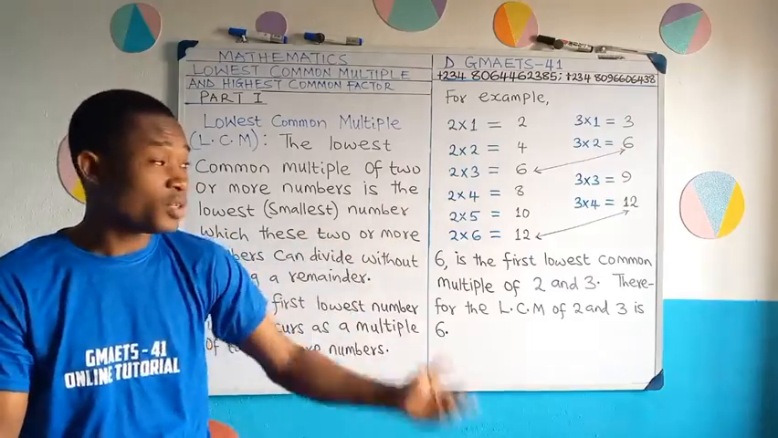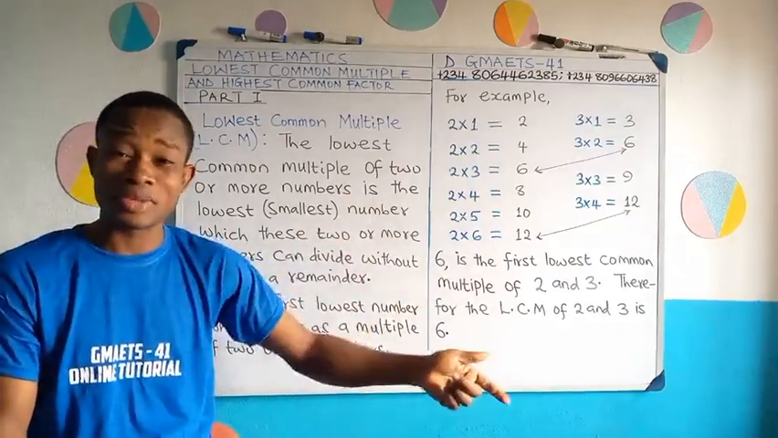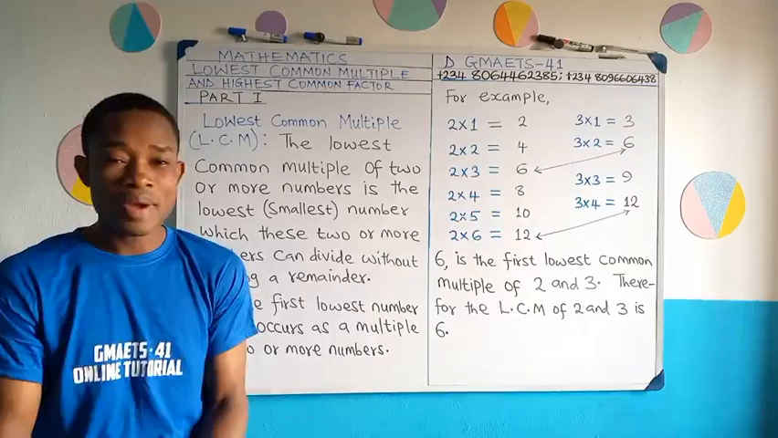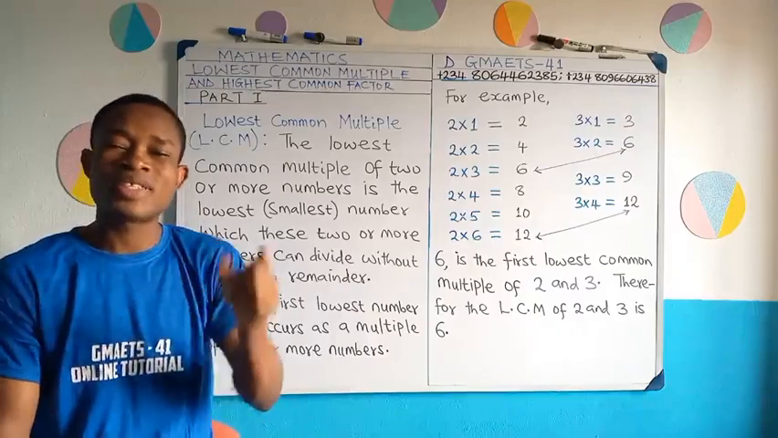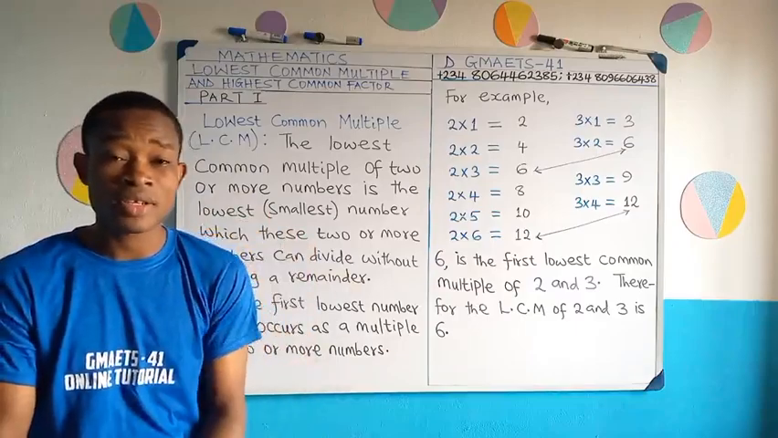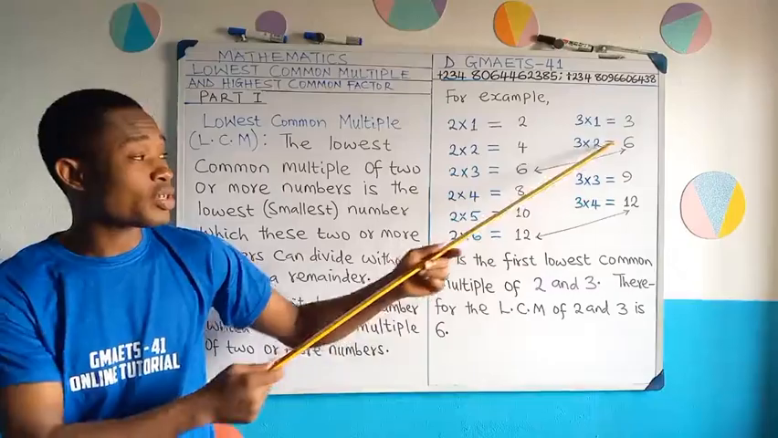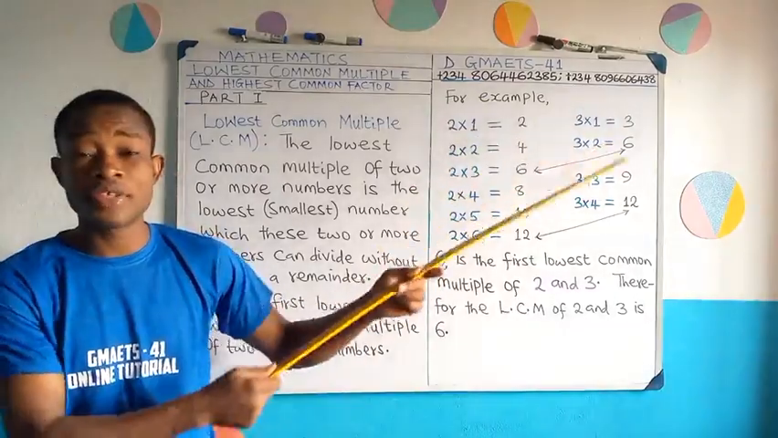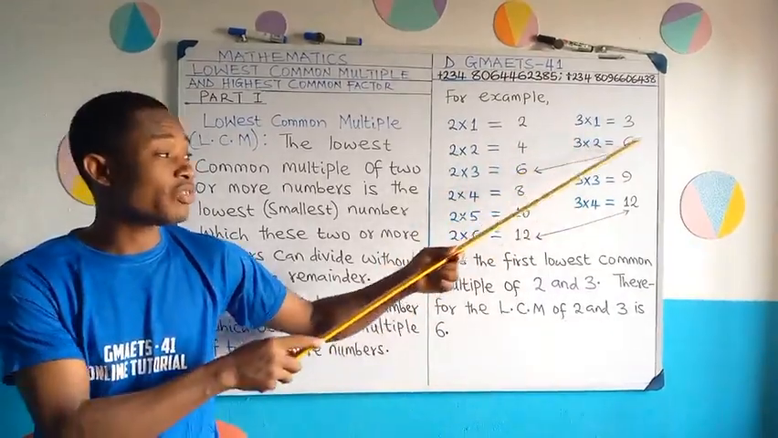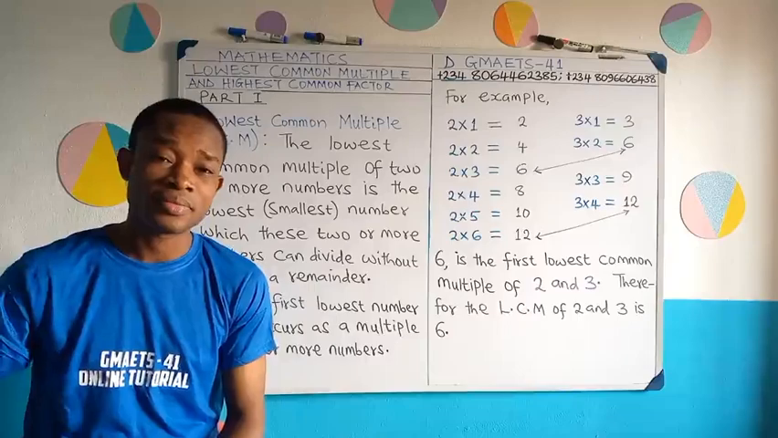If you continue still, you will meet another common multiple, but that common multiple will be bigger than 6. Remember, we say that lowest common multiple is that smallest number which 2 or more numbers can divide without remainder. So here, 6 is the lowest common multiple of 2 and 3. It means that 2 can divide 6 without remainder, 3 can also divide 6 without remainder.